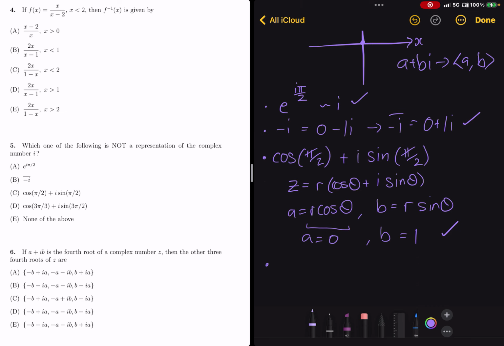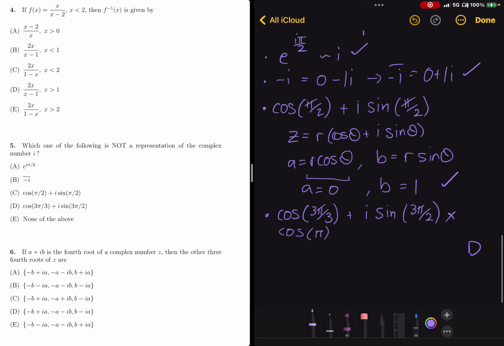D was immediately suspicious because it's also in cos i sine form. So this is cos 3 pi on 2 plus i sine 3 pi on 2. This is not going to be the complex number i for several reasons. Cosine of 3 pi on 3, this is just cosine of pi. Cosine of pi is minus 1. So you have an a value in this case, so this one is not the same. Therefore, which of the following is not a representation of the complex number i? It's going to be D. D is not a representation.